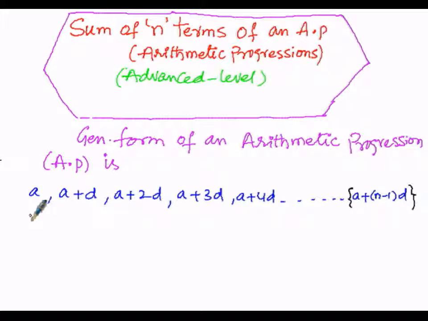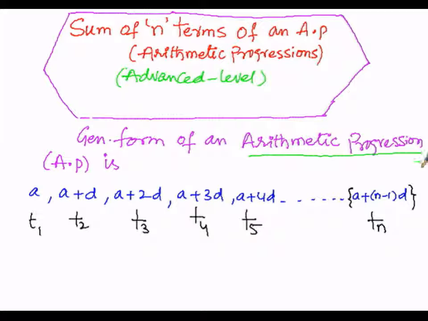So here T1, that is the first term, is a, the second term is a plus d, the third term is a plus 2d, that is 3 minus 1 is 2, the fourth term is a plus 3d, that is 4 minus 1 is 3d, the fifth term is 5 minus 1, that is 4d, a plus 4d. Similarly the nth term, 1 less, that is n minus 1, a plus n minus 1 into d, is the nth term, or the general term, of an arithmetic progression. So this gives the arithmetic progression or AP. In this manner we wrote the general form of an arithmetic progression.